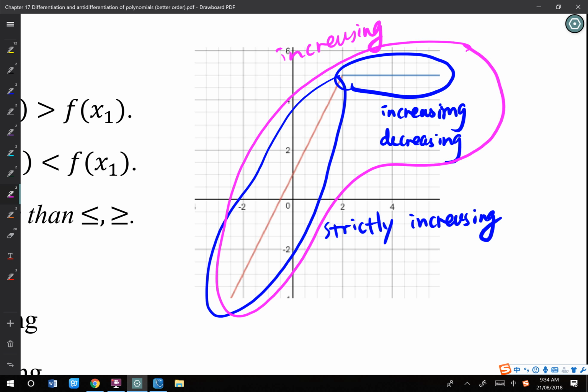But if you go into more detail, the horizontal part can be increasing, but the linear part can be strictly increasing. The horizontal part can also be called a decreasing function because it's not increasing. So that's the difference between increasing, decreasing, strictly increasing, and strictly decreasing. There's no strictly decreasing part on this graph. But you won't be asked what an increasing or decreasing function is. This is not part of the VCE course. You only need to know what strictly increasing is.